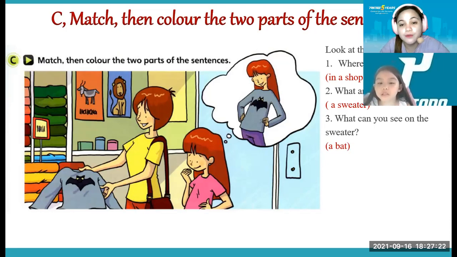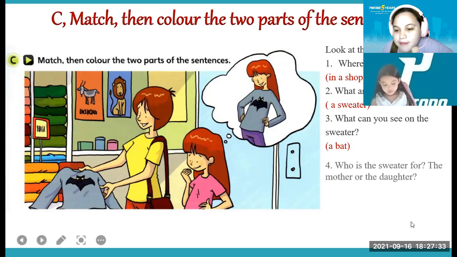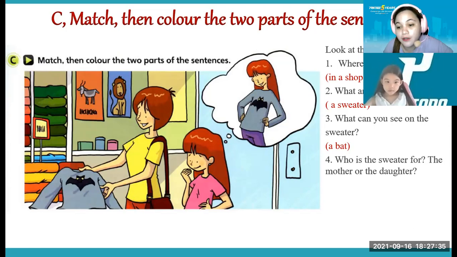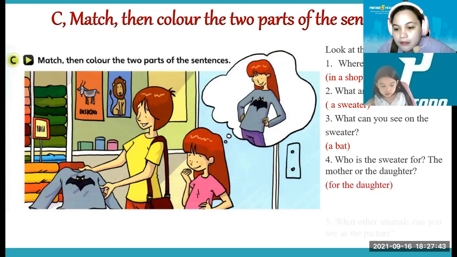Do you have a shirt or a sweater or a coat that has a bat? No. Oh, me too. I don't have. Number four, who is the sweater for? The mother or the daughter? The daughter. The daughter, yes, because it's small.